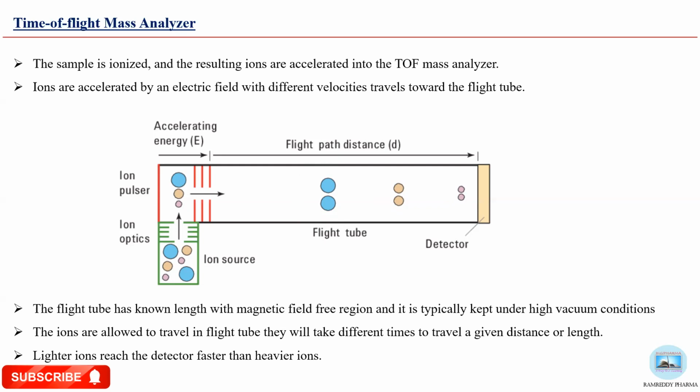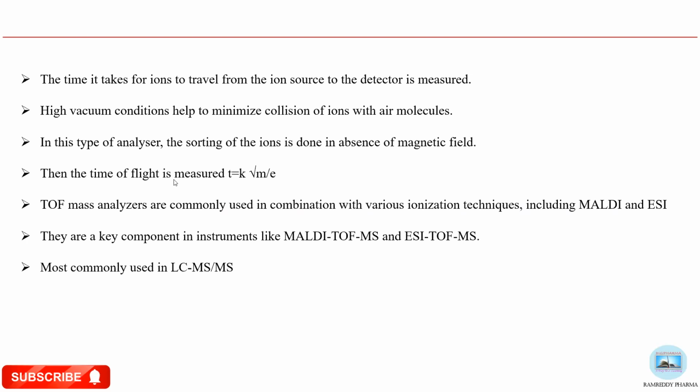So here we have to measure the time taken for these ions to travel the given distance in the magnetic field free region. How much time is taken by each and every ion, we are measuring. So time of flight is how much time it takes for a compound to travel the given distance in the flight tube. This flight tube is mainly used in LC-MS-MS techniques, and high vacuum conditions are provided in this flight tube.